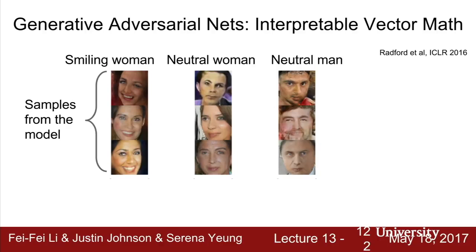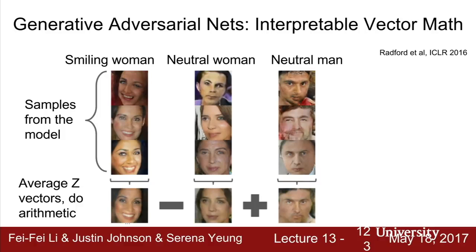Something else we can do is analyze further what these vectors Z mean, and we can try to do vector math on them. What this experiment does is take some samples of smiling women, some samples of neutral women, and also some samples of neutral men. Then let's take the average of the Z vectors that produced each of these samples.